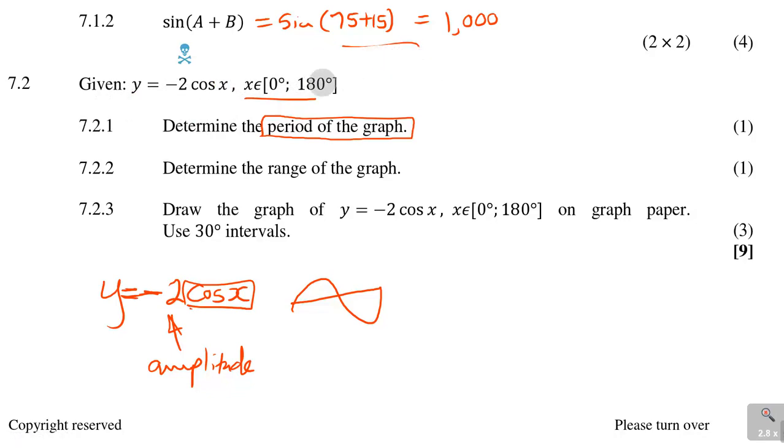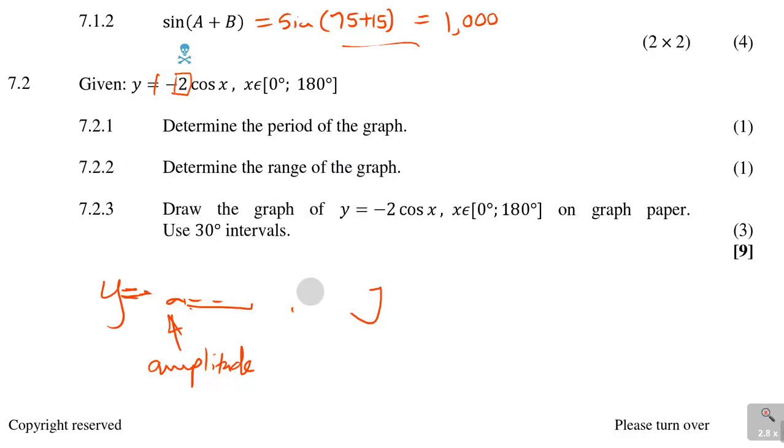And then the next one says determine the range of the graph. Now the range of the graph is that 2, as you can see, from here to here is the amplitude. So the range here is 2. That is the range of the graph. That is the amplitude there. Determine, you can actually find it from that.